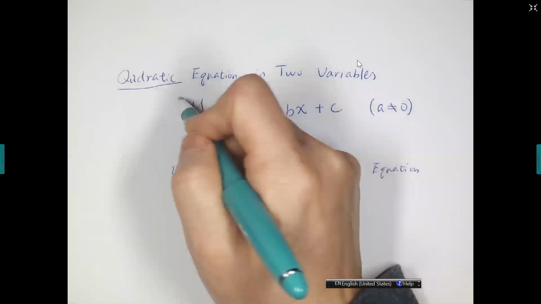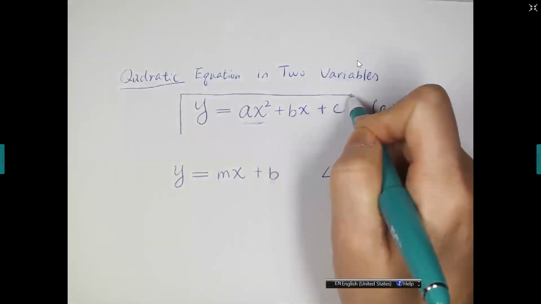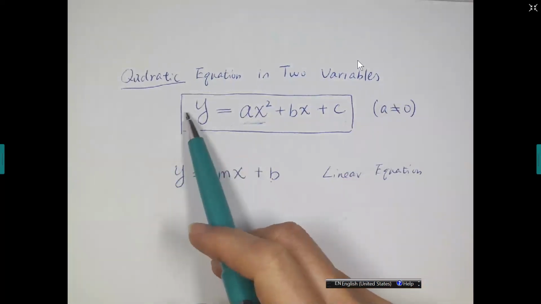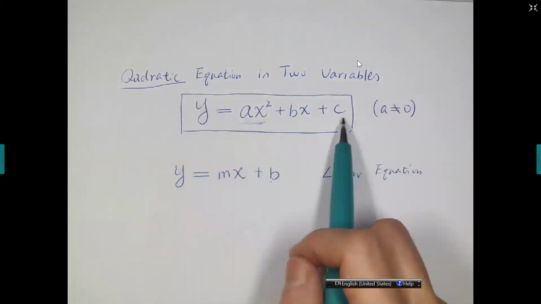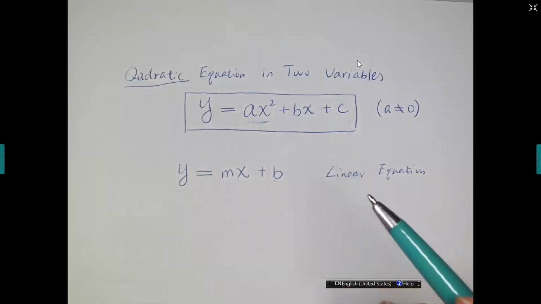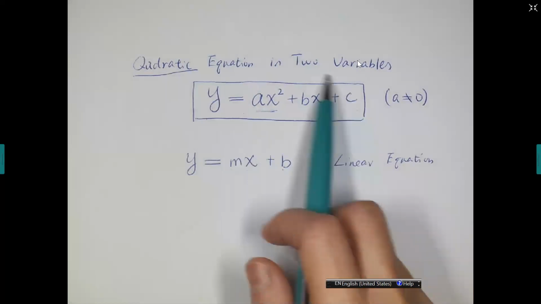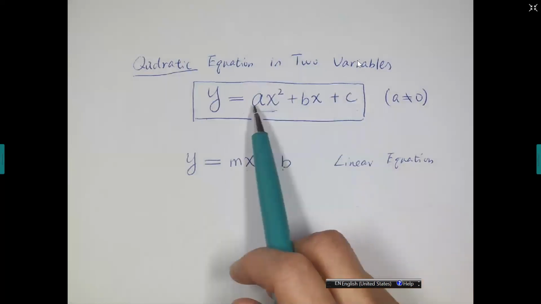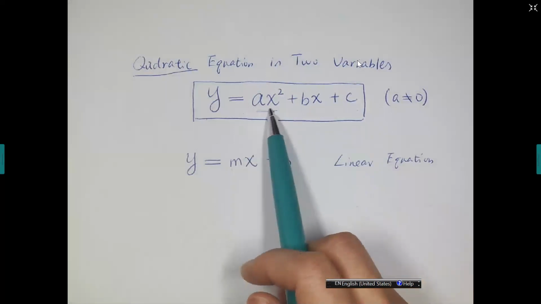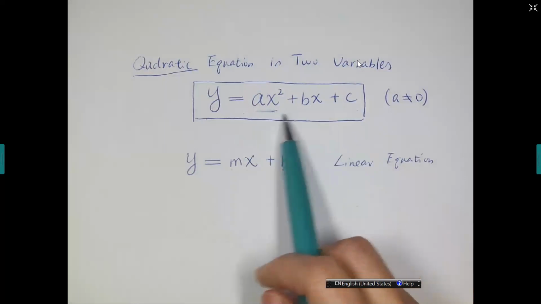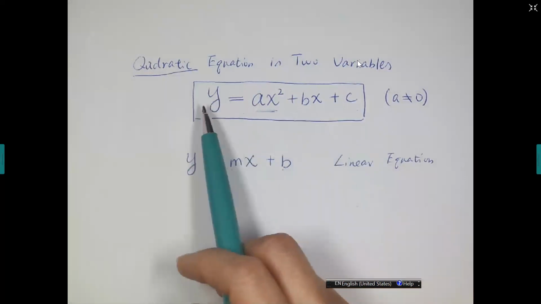First, I want you to memorize this. This is called the standard form of a quadratic equation in two variables. Why? Because some equations might come in different ways, but eventually we want to get y alone on the left side. Then on the right side, there will be just one expression of x only. We won't see y on the right side. The right side will only be a function of x. That is called standard form.